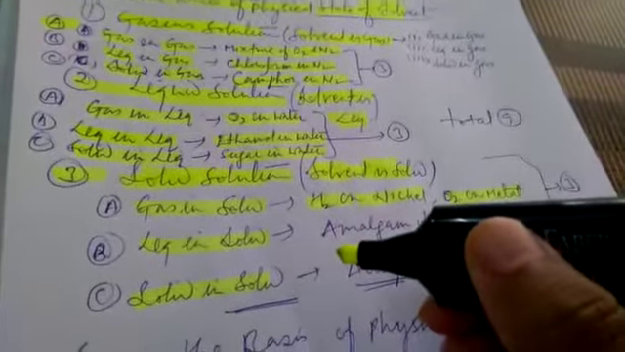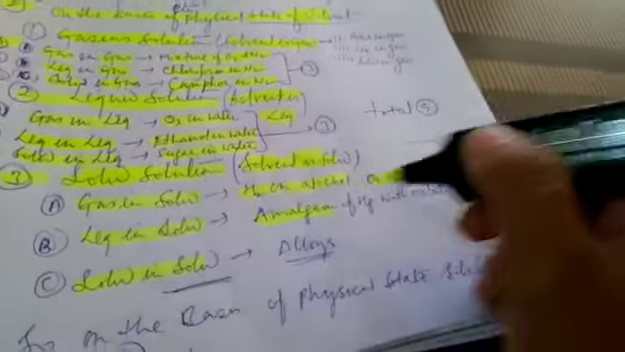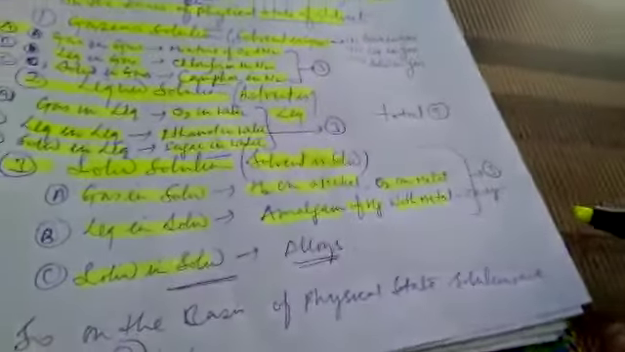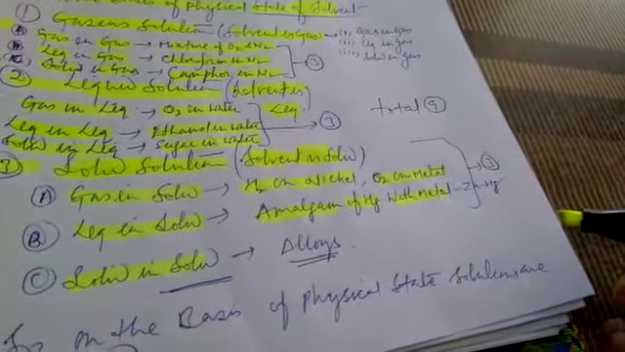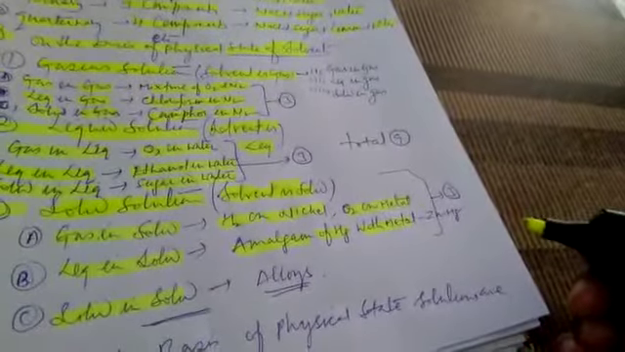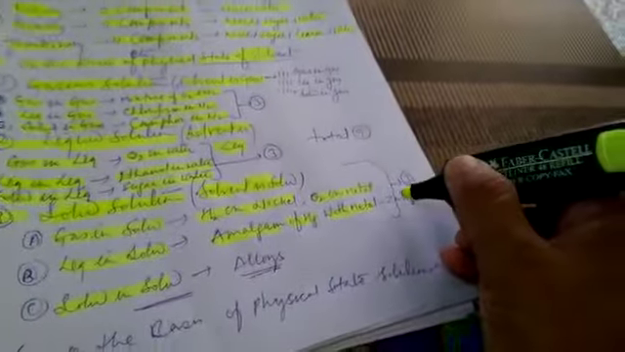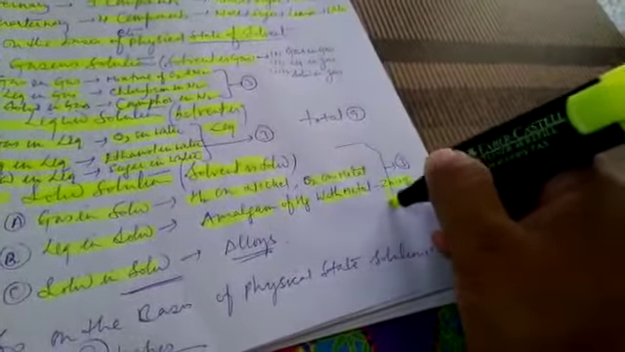The example of liquid in solid is amalgam of mercury with metals. As we know, mercury is liquid and other metals are solid. So, if we take the example of zinc amalgam, zinc will be solid and mercury will be liquid.